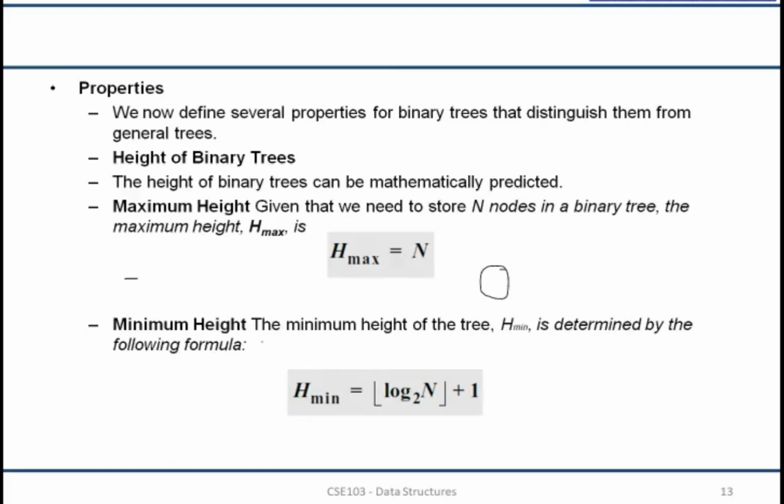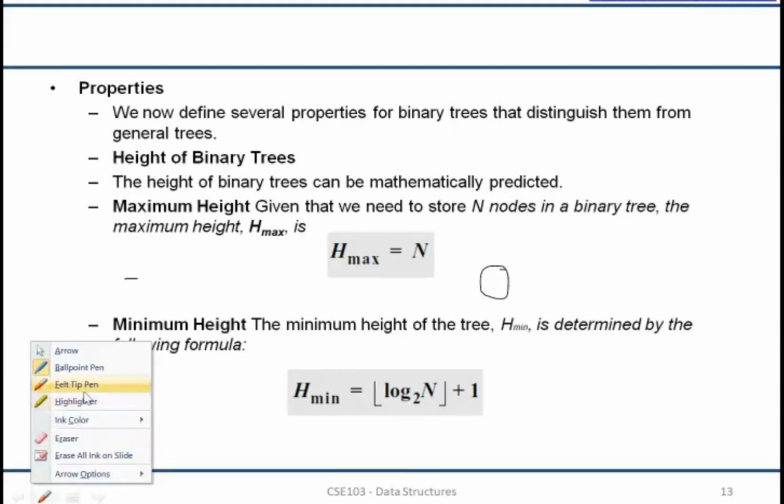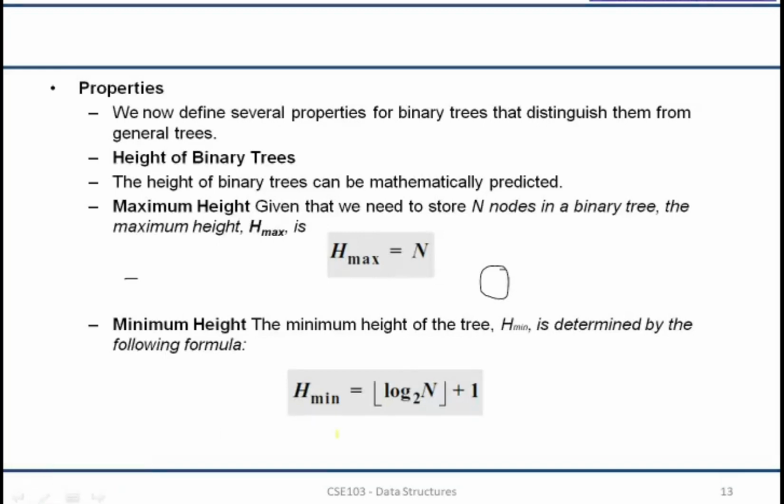Suppose n nodes are given to you, then what is the minimum height we need for the binary tree to accommodate all the n nodes? For that the formula is floor of log n base 2, plus 1. This symbol is flooring. We need to round off to the previous integer. So we calculate log n base 2, round it off to the previous integer, and add 1. So this is h min.